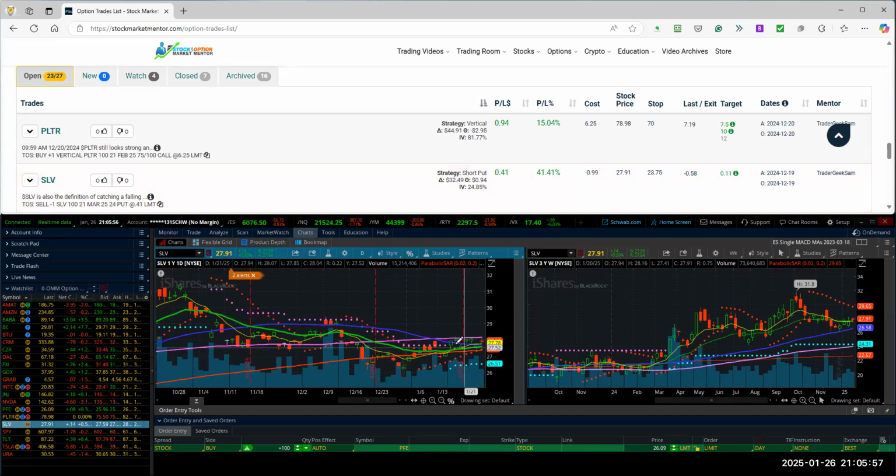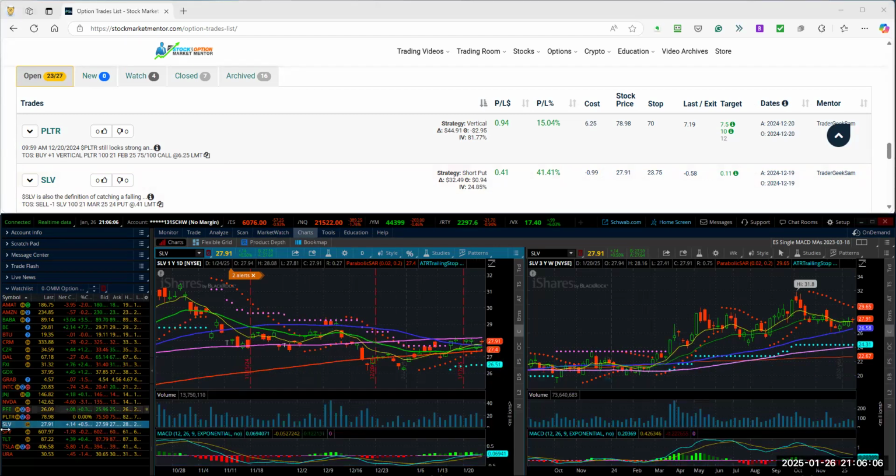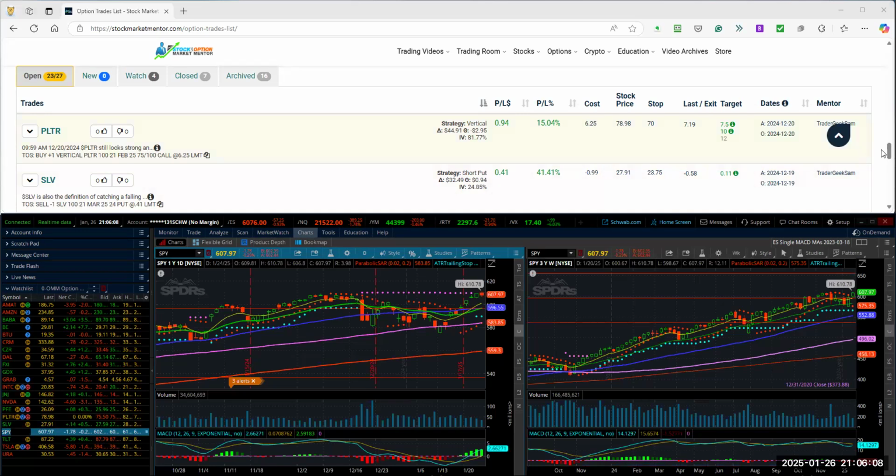What we like to see when we sell a put, it's above the 50-day. So can't complain about that at all. So let me get rid of that so we get the right chart. There we go. All right, SPY.